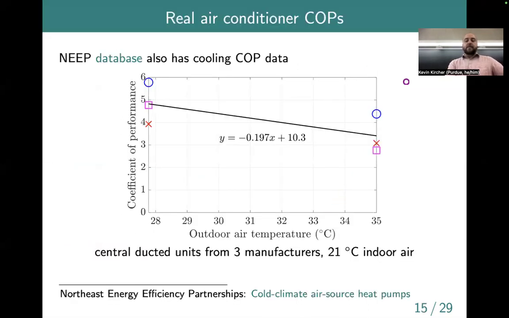We can play the same game with air conditioner data. So this again is coming from that Northeast Energy Efficiency Partnerships database, which, by the way, all the teal text here is links. So if you need this for your project, you just click on this and you can download data for yourself. But here I took three different units from different manufacturers, and I'm plotting again the outdoor temperature with the assumption that the indoor temperature is held roughly constant. And we see the dependence here is kind of linear with a negative slope. So the COP drops as it gets hotter and hotter outside.